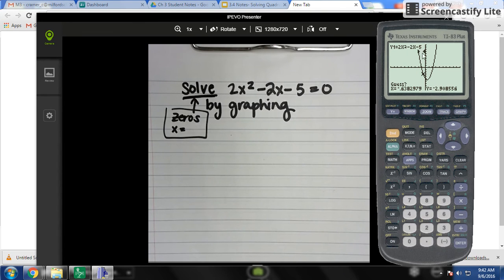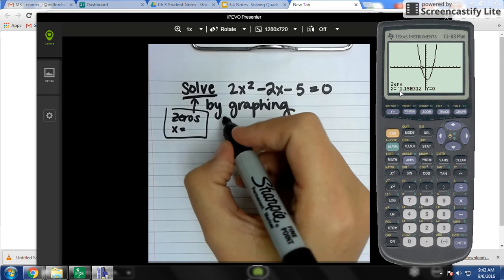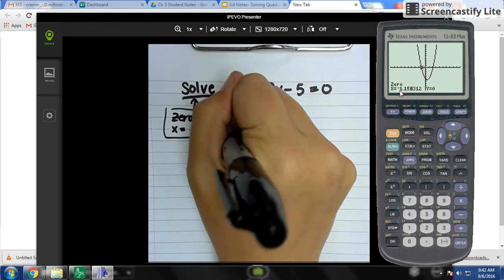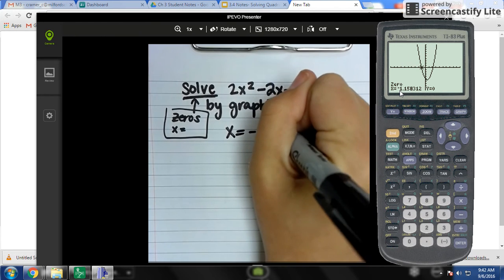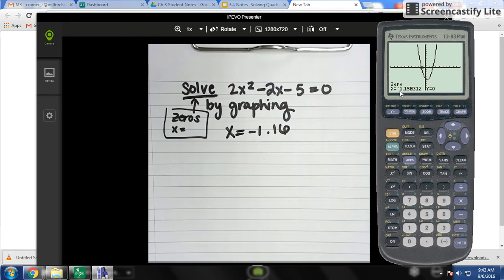Now that gives you a nice little window. Up here, the arrows are pointing to where that 0 is, and then guess, we're going to guess right where it is, and our answer is negative 1.158. And our directions said round to the nearest hundredth, so we would put x equals negative 1.16. And that's just one of our zeros. That's just the intersection over here. We also want to find the 0 over here.